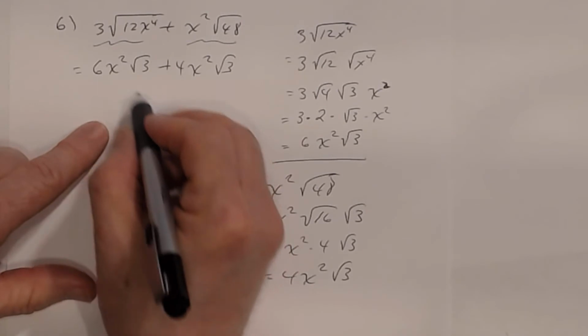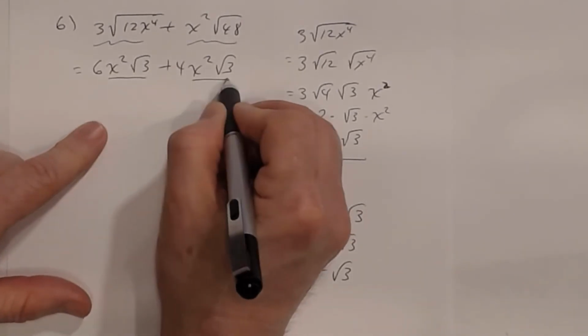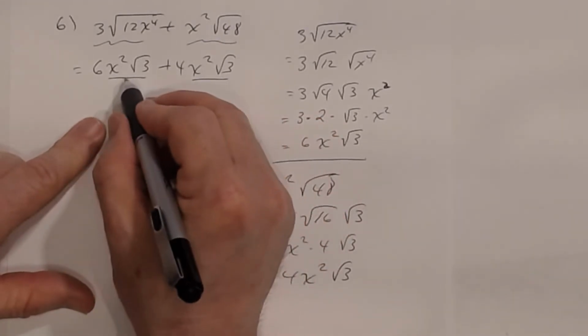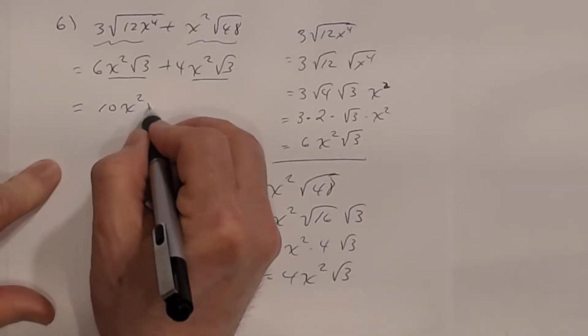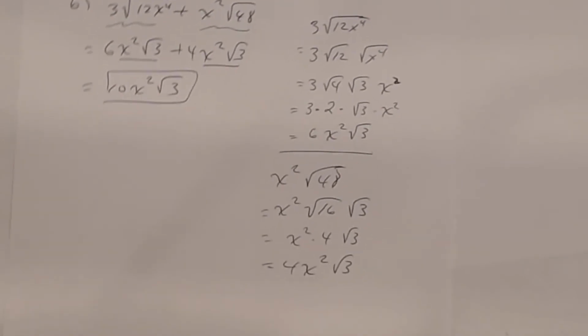Now, do y'all see that this has an x squared square root of 3, and this has an x squared square root of 3? So those are like terms. 6 plus 4 is 10. That's 10x squared square root of 3. All right, so that's number 6. All right, let's look at number 7.